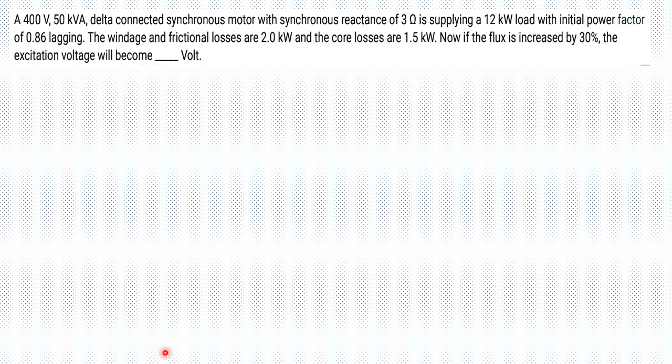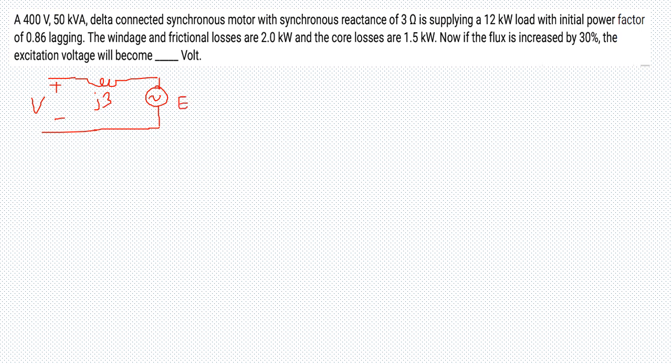So if we draw the equivalent diagram, how will it look? Let's say this is the supply, and I call it V, which is given to us as 400 volts. X for this is 3 ohms, so I can write it as j3, and this is the excitation EMF, which I write as E.